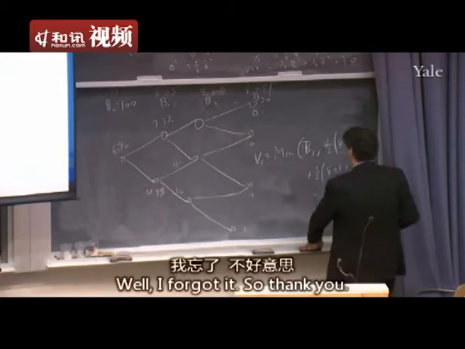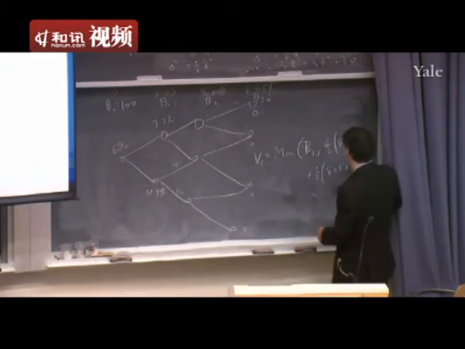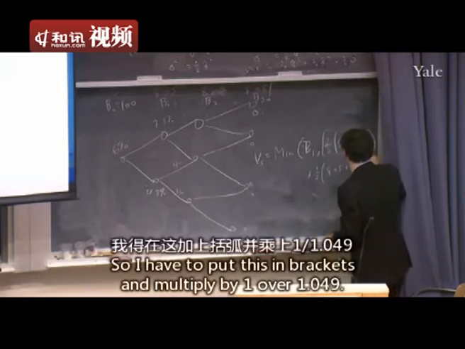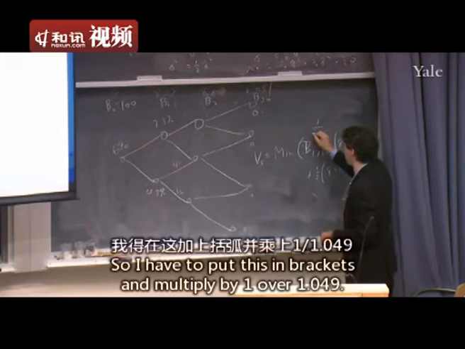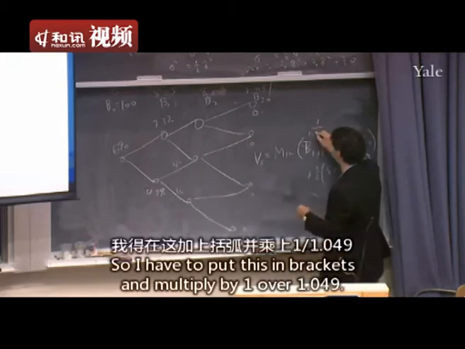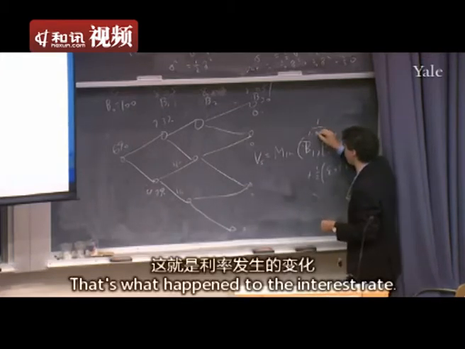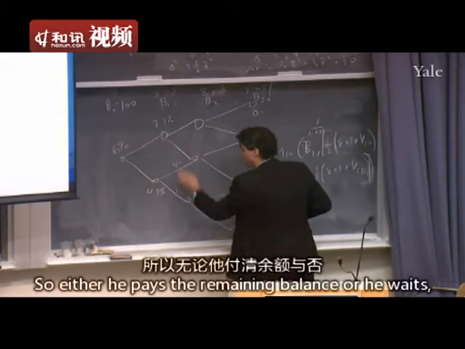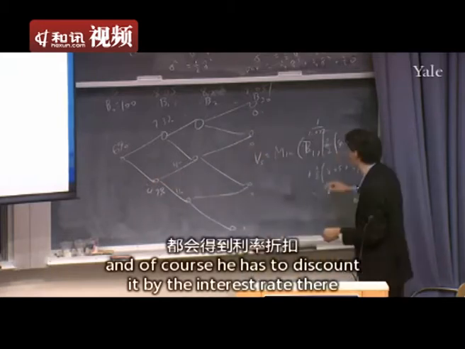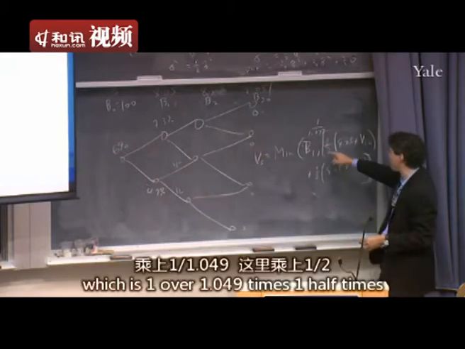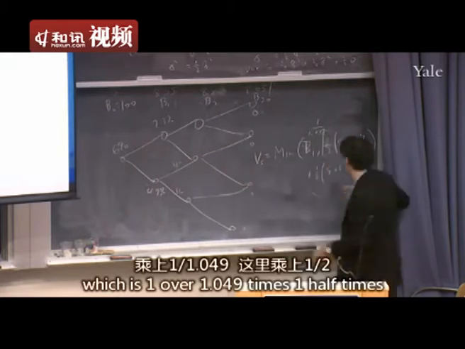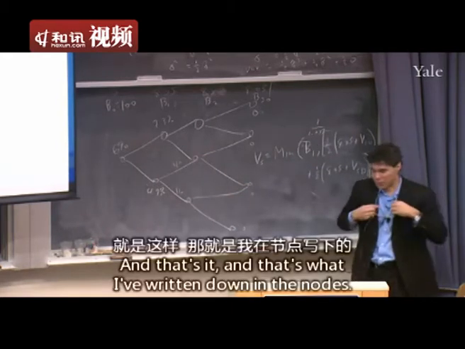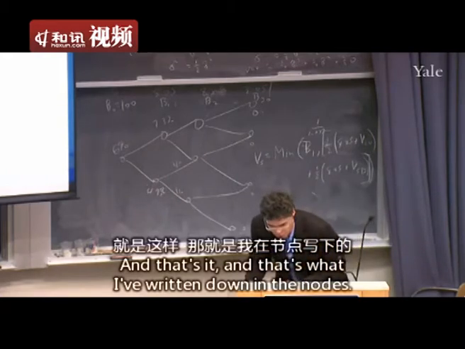What happened to the interest rate? Well, I forgot it. So thank you. So I have to put this in brackets and multiply by 1 over 1.049. That's what happened to the interest rate. I just forgot it. So either he pays the remaining balance or he waits. And, of course, he has to discount it by the interest rate there, which is 1 over 1.049 times a half times what happens over here plus a half times what happens over here. That's it. And that's what I've written down in the nodes.